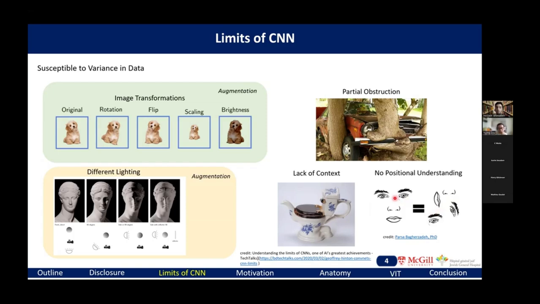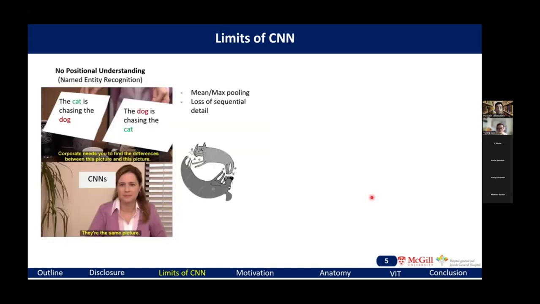So the problems of lack of context and positional understanding are much more important when we are talking about processing text data, right? One classic task in labeling text data is, for example, named entity recognition, to know what is the object, what is the subject, what is the verb, and so on. And the order with which the words appear in a sentence matters a lot to the functions those words serve in that sentence. So, for example, is it the cat is chasing the dog or the dog is chasing the cat? The convolutional neural networks wouldn't be able to tell the difference.